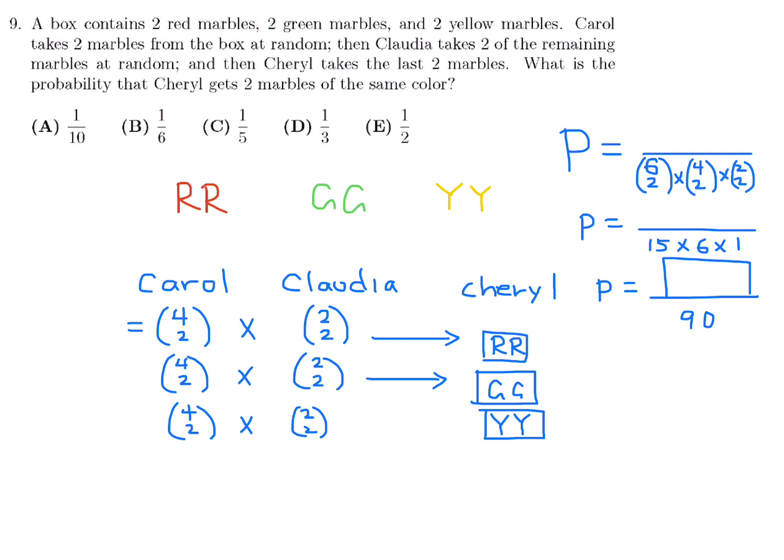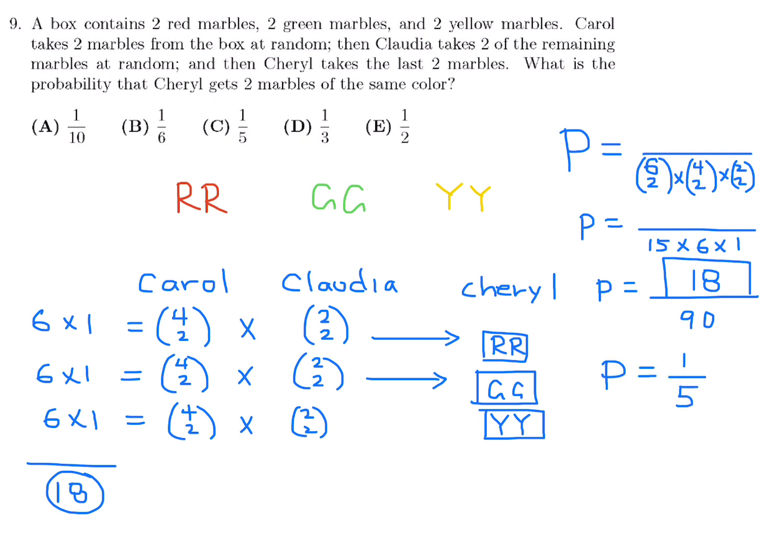All right, well, let's do this. 4 choose 2 is 6, and 2 choose 2 is just 1. And that's also 6 times 1, and that's also 6 times 1. So this is 6, 6, and 6, so the total is 18. So there's 18 ways of doing all of this, and that's the numerator. There you go, 18 over 90. And of course, we lower it to lowest terms, and I believe that's 1 over 5. So, number 9, the answer is C.